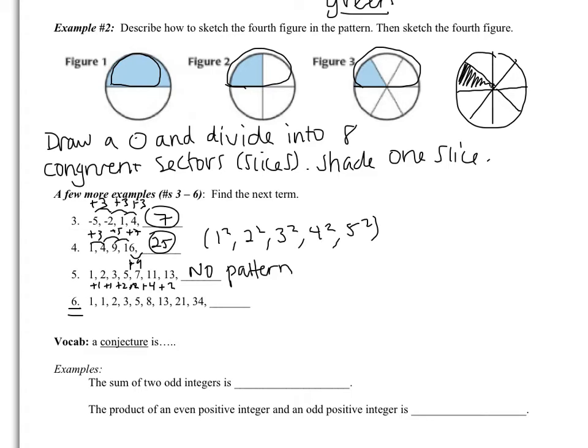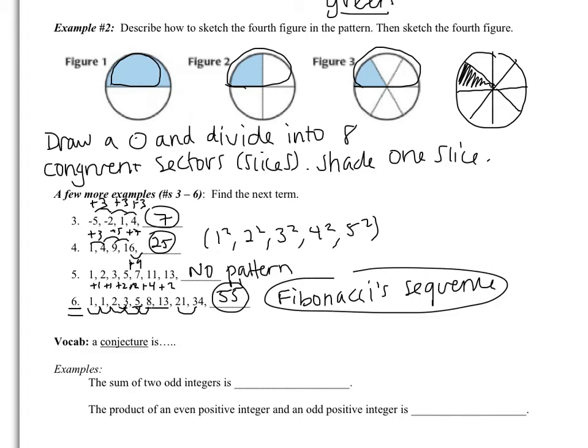Okay, so for 6, you should have found the next term to be 55. 1 add 1 gives us 2. 1 add 2 gives us 3. 2 add 3 gives us 5. 3 add 5 gives us 8. 5 add 8 gives us 13. So each term is the sum of the previous 2 terms. So if I take 21 and add 34, I get 55. This is a special sequence that comes up a lot. This is called the Fibonacci sequence. So it comes up a lot in mathematics.